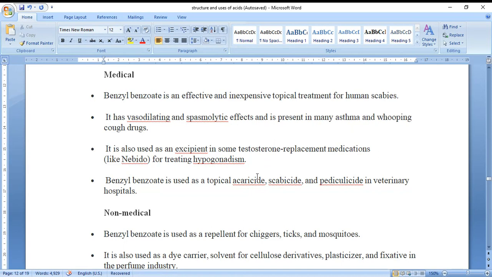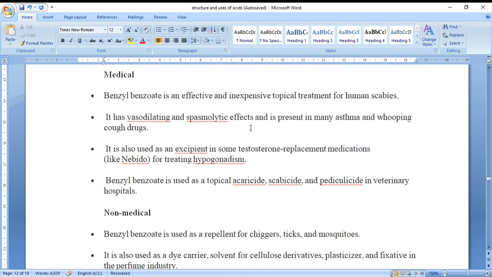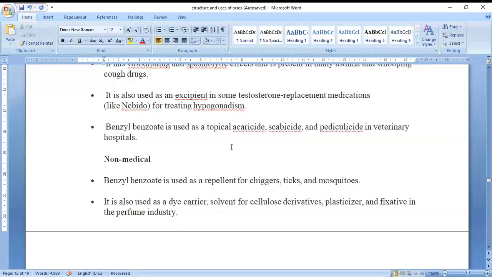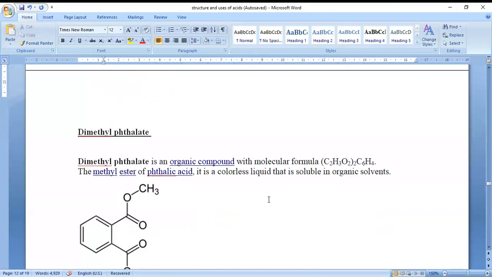acaricide. An acaricide is used to kill mites and ticks. A scabicide is used to treat scabies, and a pediculicide is used to kill lice in veterinary hospitals. And all these are the medical uses, isn't it? Coming to the non-medical uses, benzyl benzoate is used as a repellent for ticks, mosquitoes and chiggers, and it is also used as a dye carrier and solvent for cellulose derivatives, plasticizer, and fixative in the perfume industry.